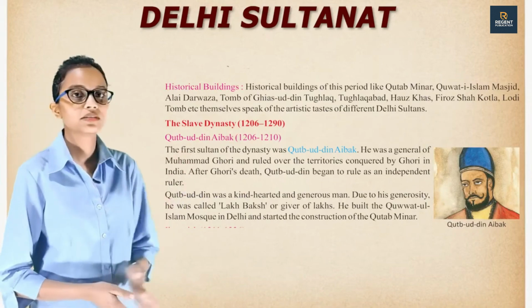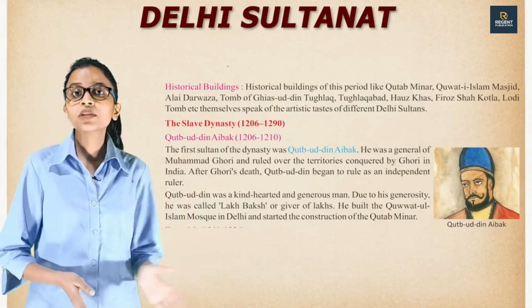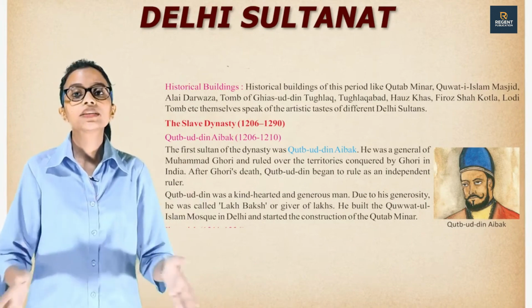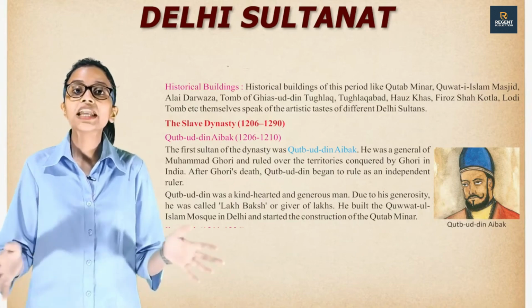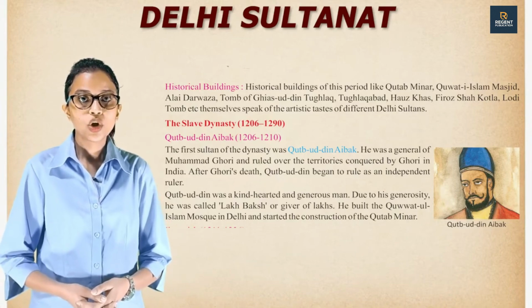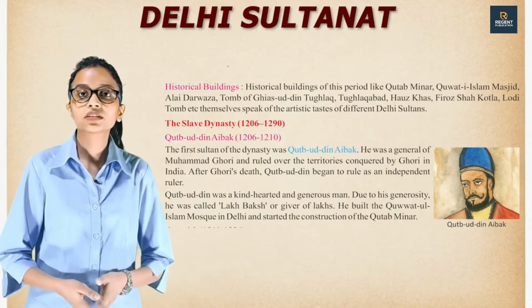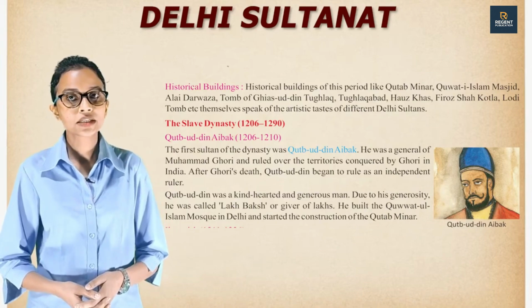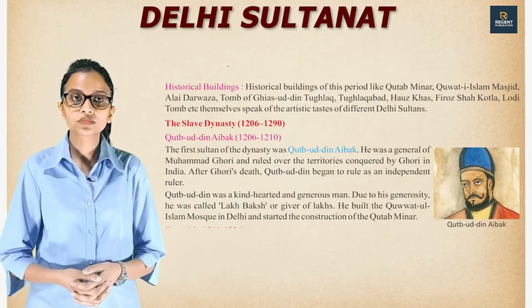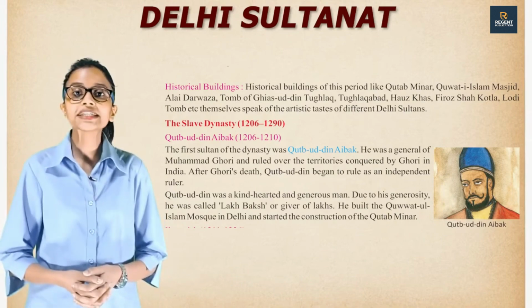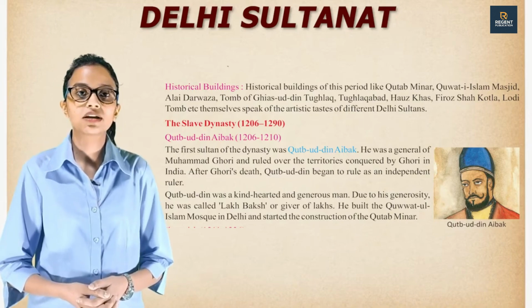Historical buildings. Historical buildings of this period like Qutub Minar, Quwat-ul Islam Masjid, Alai Darwaza, Tomb of Ghiyasuddin Tughlaq, Tughlaqabad, Hauz Khas, Firozshah Kotla, Lodi Tomb, etc. themselves speak of the artistic taste of different Delhi Sultans.